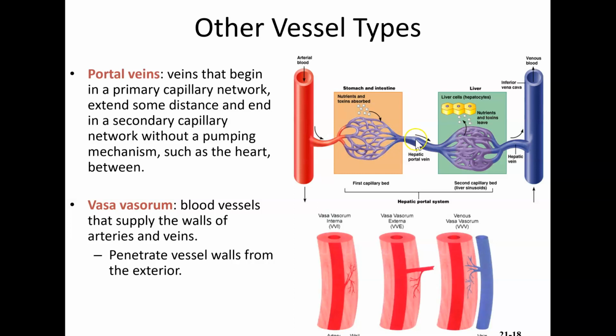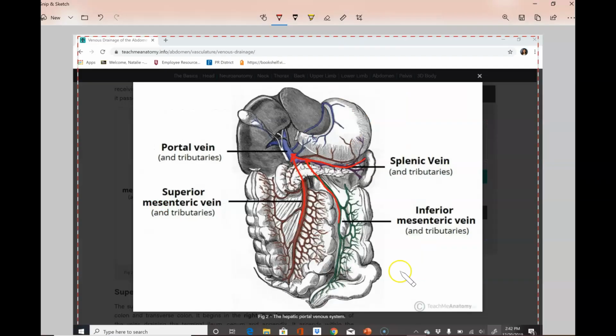And so we send that over to the hepatic portal vein, which then takes it into the liver, where we will meet our second capillary bed in the liver sinusoids. From here, we will give off all the nutrients and toxins that we have absorbed from the stomach and intestines to the liver cells or hepatocytes. We are going to try and detoxify any toxins that we have there and store nutrients that we need. And we are left with the low oxygenated blood that will travel from our hepatic vein into the inferior vena cava, which will take it back to the heart, of course.